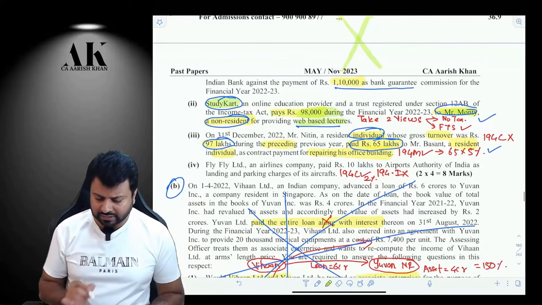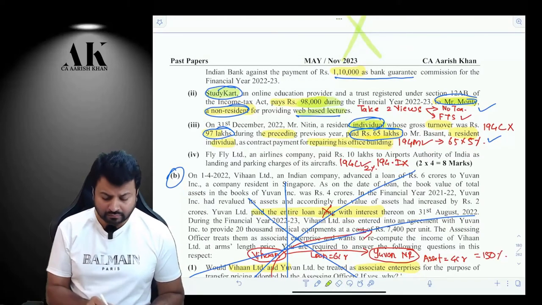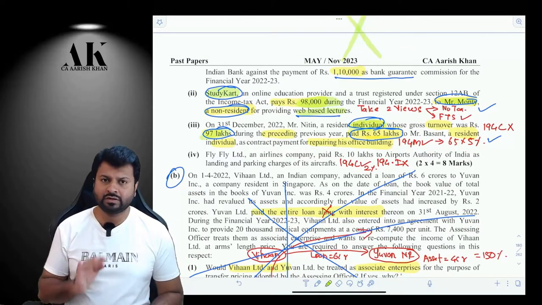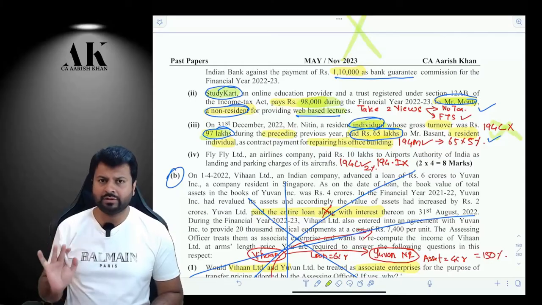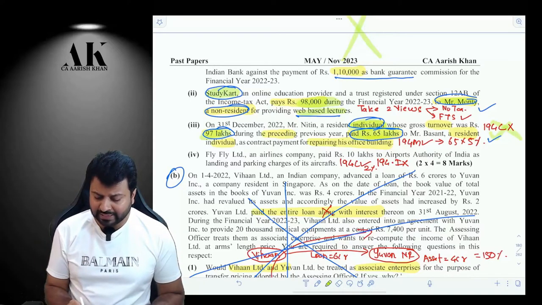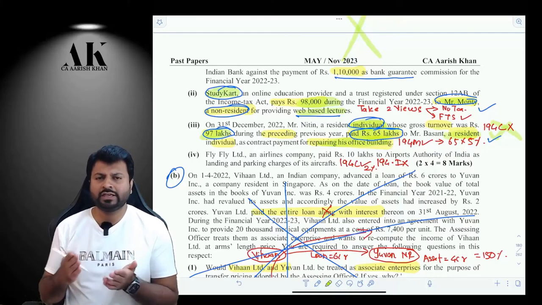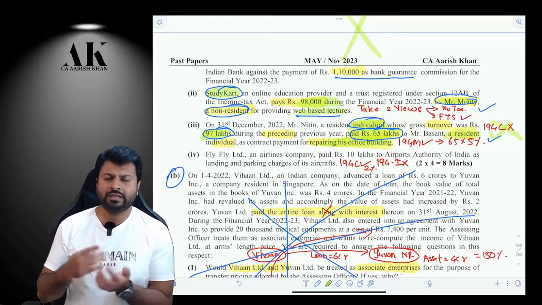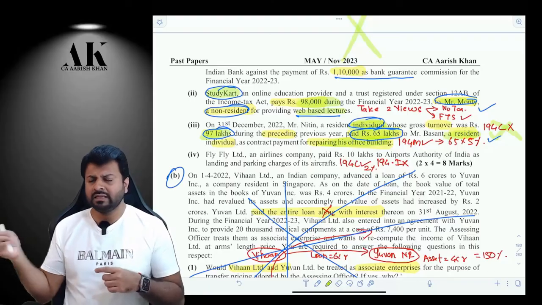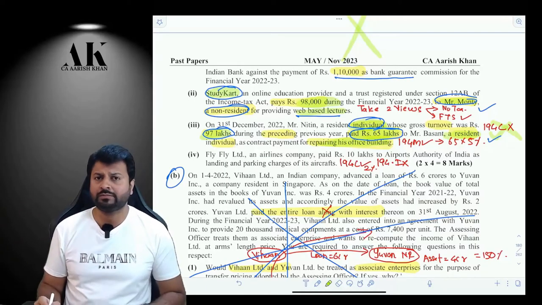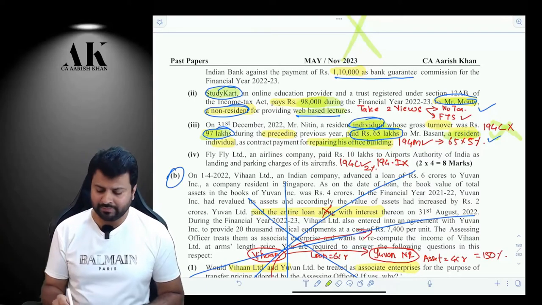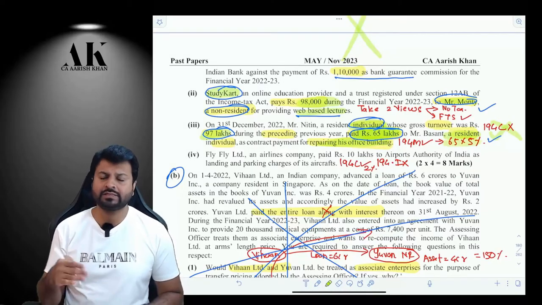Okay. Now, there is one person, Mr. Nitin, who is an individual, whose last year's turnover is less than 1 crore rupees. Therefore, 194C will not be applicable to him. But he has paid 65 lakhs to repair his office, making the payment to a resident. So, 194C cannot be applicable, because for 194C to be applicable to an individual and HUF, last year turnover has to be greater than 1 crore rupees. Now, that is not happening. So, 194M will apply, because the payment is made to a resident and it is more than 50 lakhs. Therefore, 194M will apply, 65 lakhs into 5%.